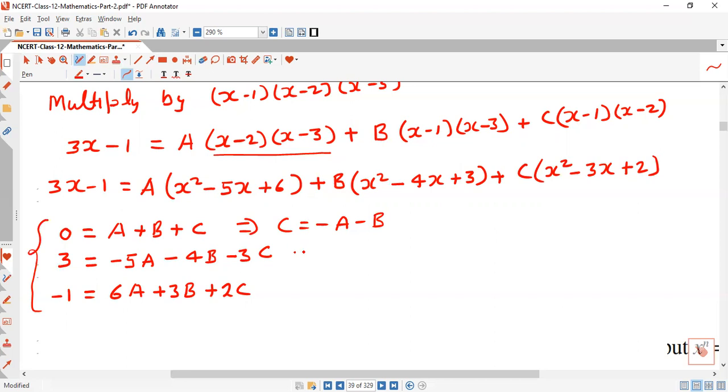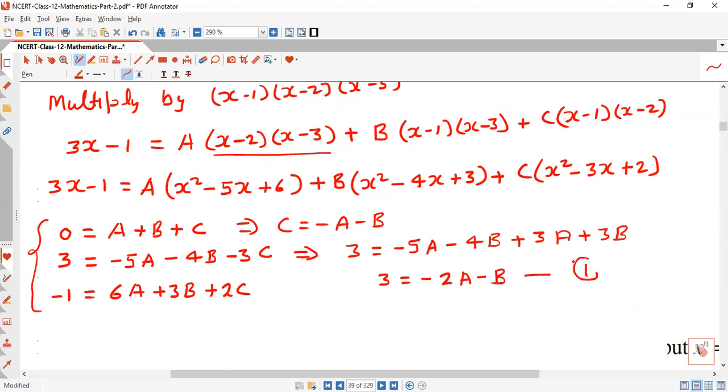We put the value of c equal to minus a minus b in this equation. So this equation becomes 3 equal to minus 5a minus 4b plus 3a plus 3b. So this will be equal to 3 equal to minus 2a minus b. We can call this equation number 1. Okay, fine. Second, in this third equation, again we put the value of c.